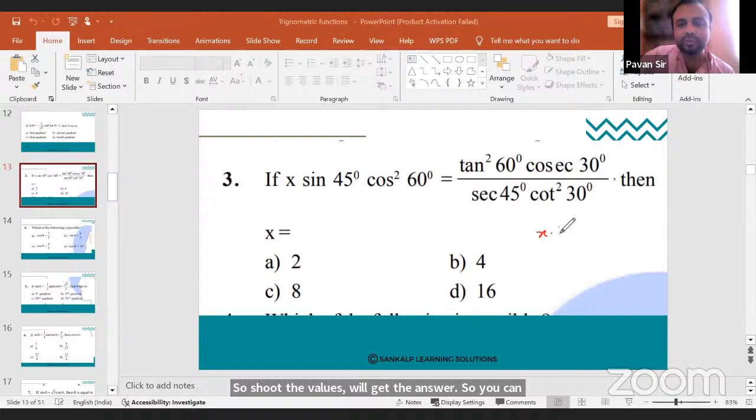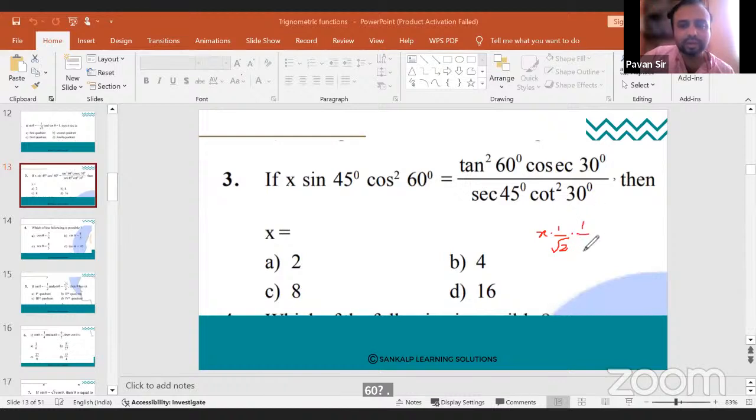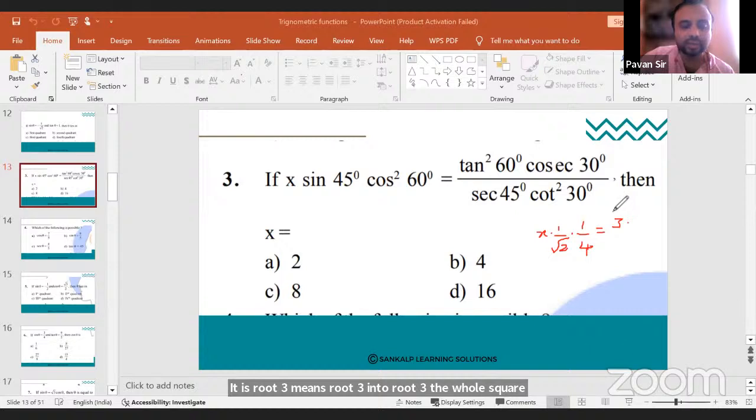X, what is sine 45? 1 by root 2. And what is cos square 60? It is nothing but 1 by 4. Why? Because cos 60 is 1 by 2, and 2 square is 4, which is equal to tan square 60. What is tan square 60? It is root 3 into root 3, the whole square, that is 3, into cosec 30. What is cosec 30? Sin 30 is half, so it is 2. Then sec 45. Sec 45 is root 2 and cot 30 is root 3.